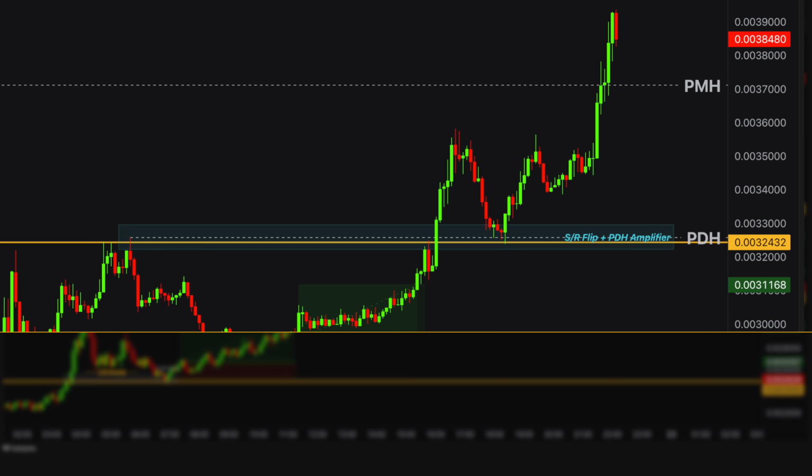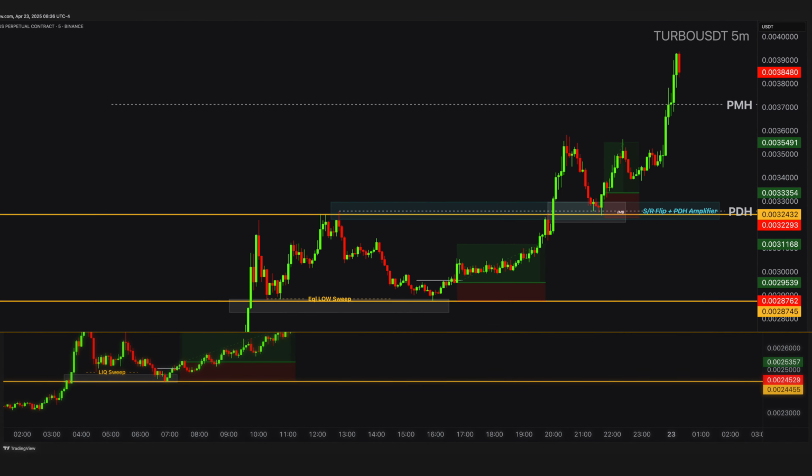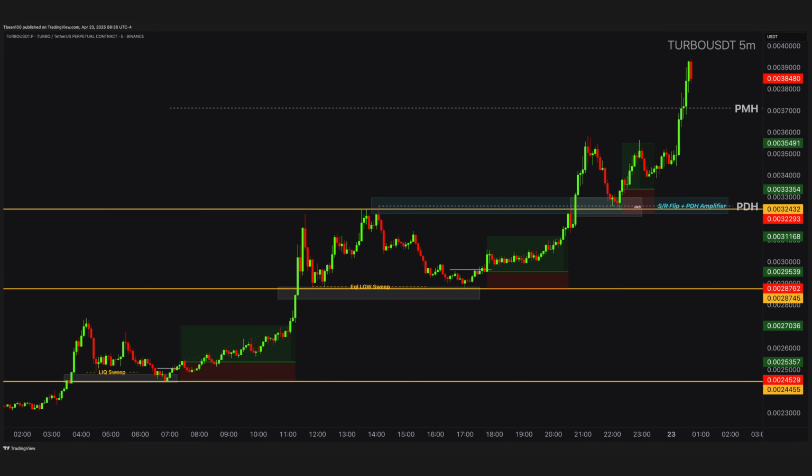Finally, let's talk about the third rally. Notice what we have here. A SAR flip location combined with a PDH amplifier as your entry, plus an inner imbalance as well. And you will see the microstructure break or a price switch here. Another 2-hour trade shot. This time our future target will be the PMH, the previous month high.